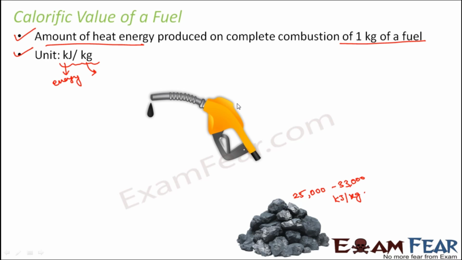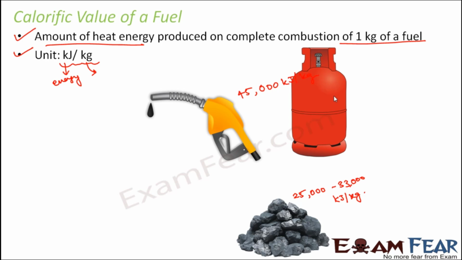You think of petrol. In case of petrol, it is 45,000 kilojoules per kg. You talk about LPG. In case of LPG, the value is 55,000 kilojoules per kg. So you see, now since we have a specific value, it becomes very easy to decide which is a better fuel in terms of the amount of energy produced. So out of these three, the highest calorific value is that of LPG. Therefore LPG is a better fuel than petrol or coal in terms of calorific value.